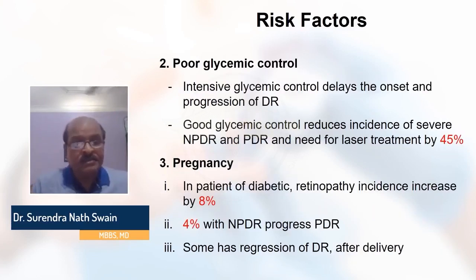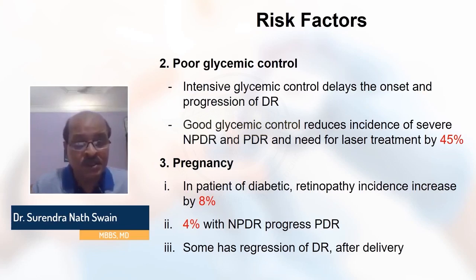What are the risk factors? Poor glycemic control, erratic food behavior, no exercise, obesity, irregular intake of drugs, and inadequate management with the physician or diabetologist, not checking blood sugar regularly, and not attending the diabetic clinic. Intensive glycemic control should be there. Otherwise, the patient will suffer diabetic retinopathy earlier. So intensive glycemic control delays the onset and progression of diabetic retinopathy.